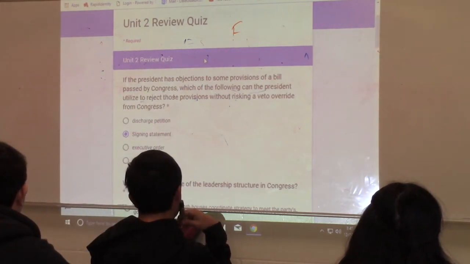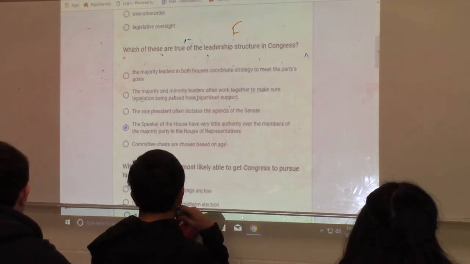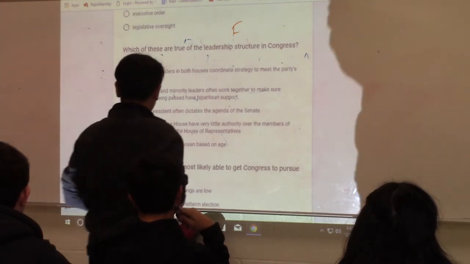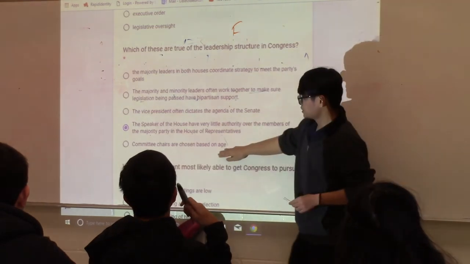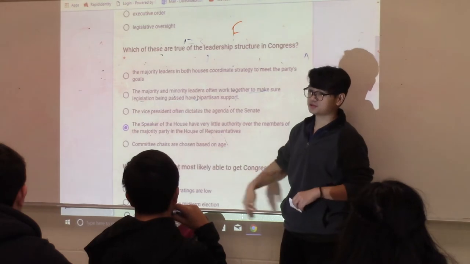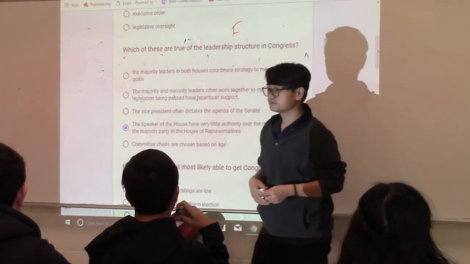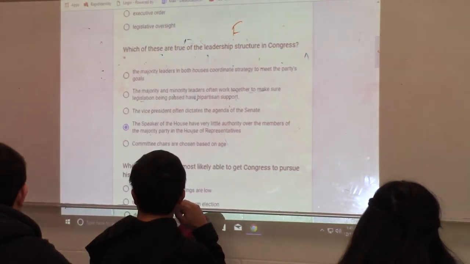All right, next. Which of these are true of the leadership structure in Congress? The committee chairs are chosen based on age. Is that true? No. It's not true. It's chosen based on what? Longest serving. You have to be from the majority party. That's called the seniority system.